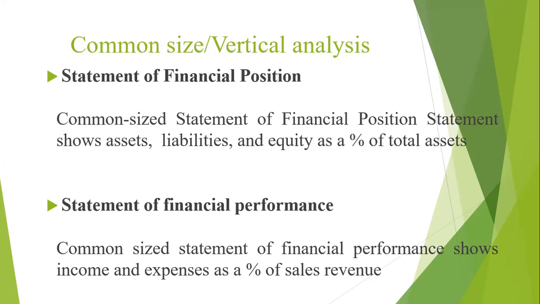Then how are we going to do that? It is pretty much simple. You are going to express the assets and even the equity and the liability of the statement of financial position as a percentage of the total asset. You are taking the total asset as the basis, then you express the individual asset, the non-current asset as well as the current asset, as a percentage of the total asset. So that's what you do.